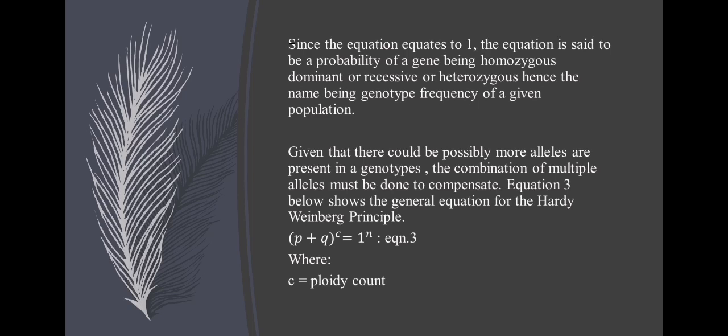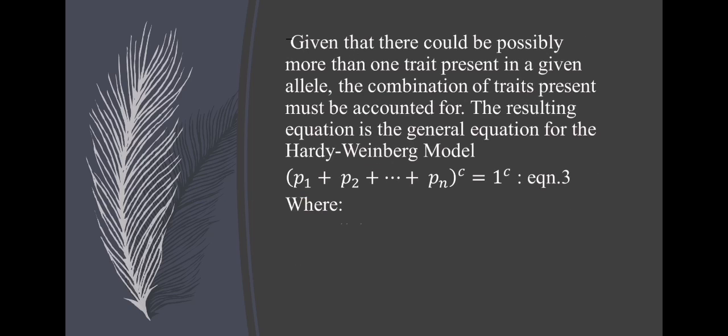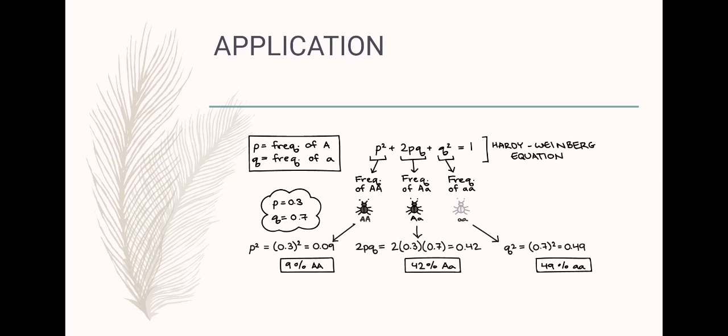So for example, the ploidy number is 3. Since there are three types of alleles that manifest in a person, we're going to account for that polyploid number as letter C. So here is a better visualization. This equation: (p1 + p2 + ... + pn) raised to C is equal to 1 raised to C. So that is the Hardy-Weinberg equation for a polyploid.